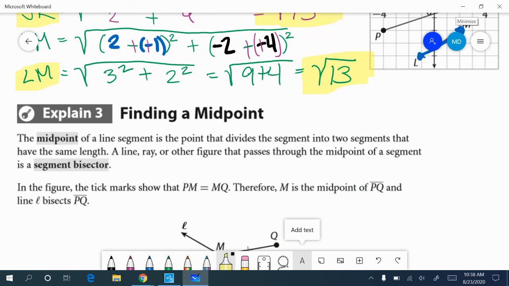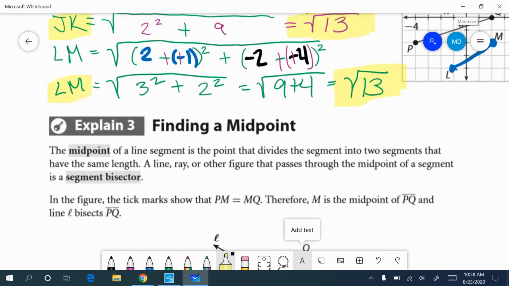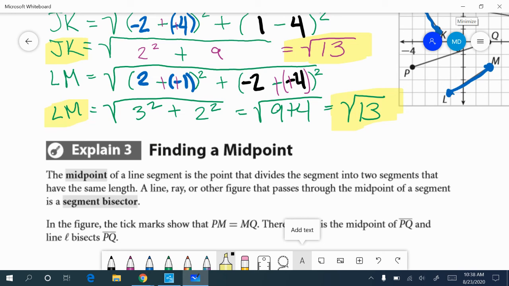Okay, so we're going to just read through. Actually, let's stop this video here, and I'll make one more video to go on with finding a midpoint.